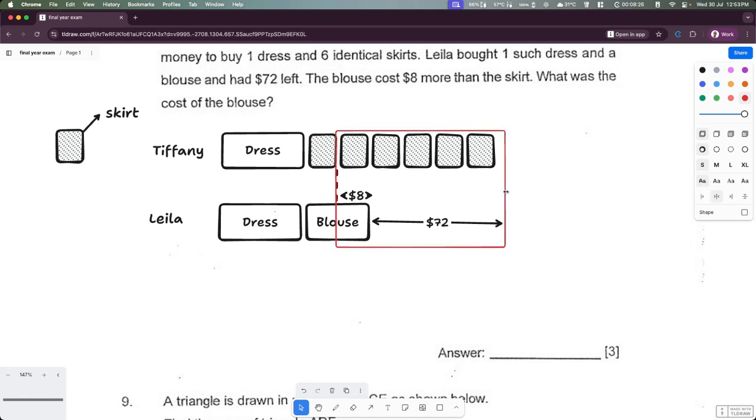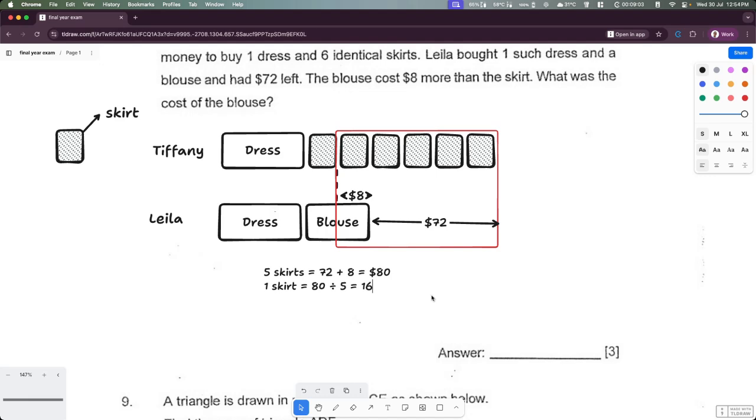So let me also put it over here. So the arrow is a bit like this. So this is what it looks like over here, right? Something like this. So that means in this case, 5 skirts is equal to 72 plus 8. Because we have 1, 2, 3, 4, 5 skirts, and this will give us $80. So one skirt is equal to 80 divided by 5, and this will give us $16, right?